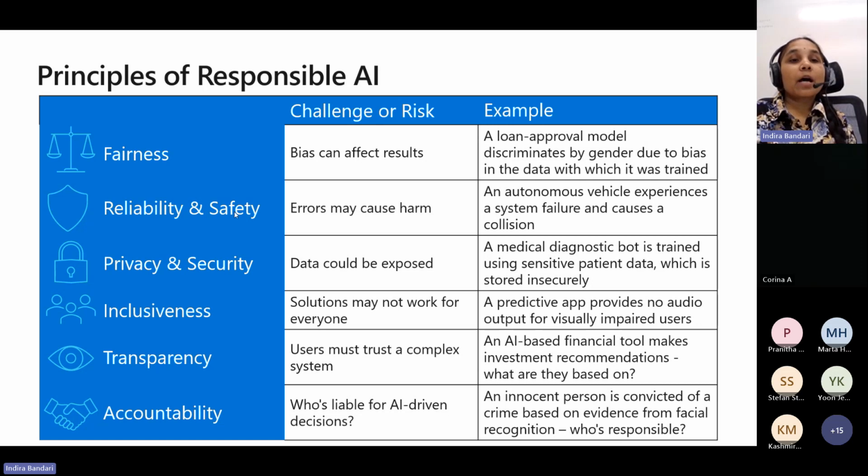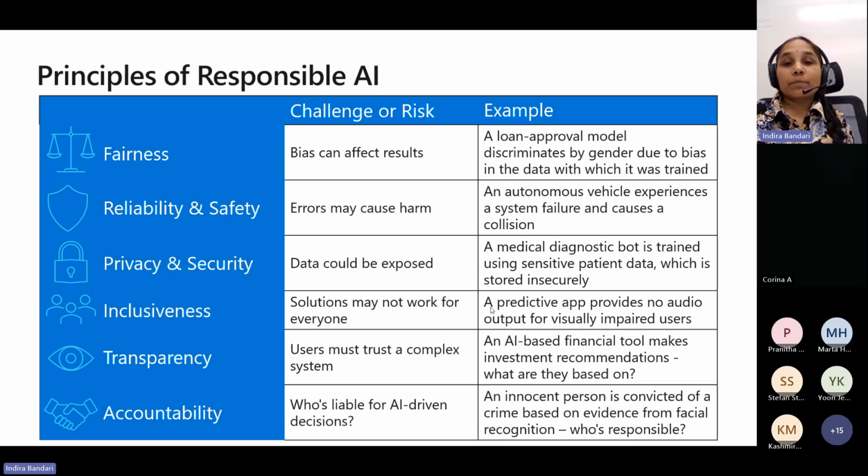The next principle is reliability and safety. Sometimes errors may cause harm. For example, if you have a self-driving car, and some components or principles are not trained properly, that will result in a system failure. And if it fails, then it might cause a collision, and it might cause harm. So make sure that your AI systems are reliable and safe to use.